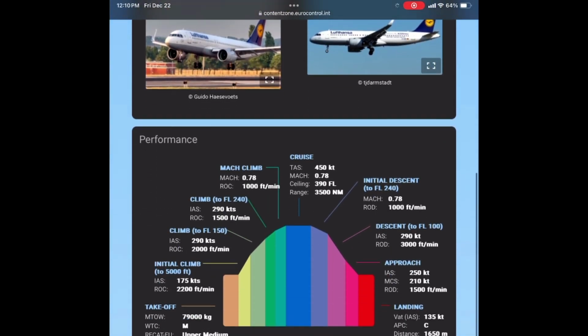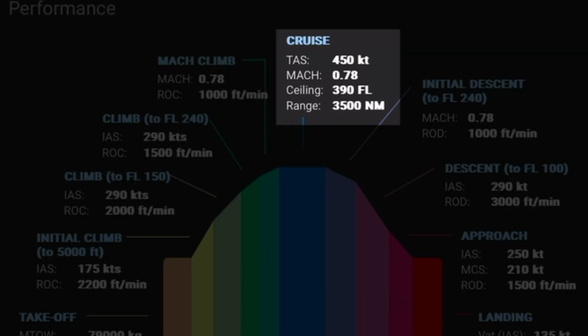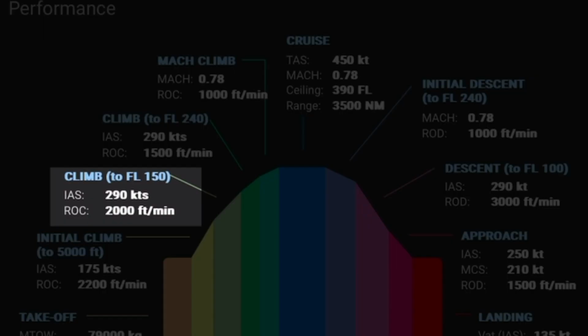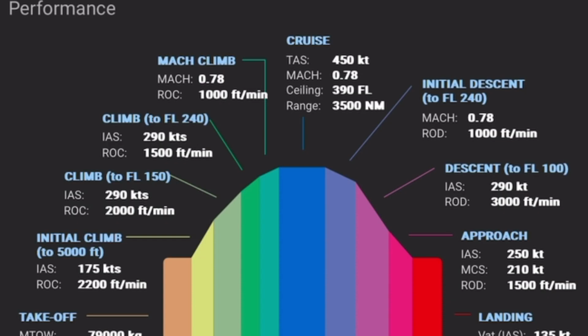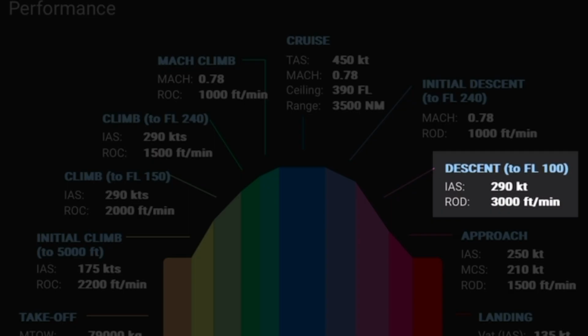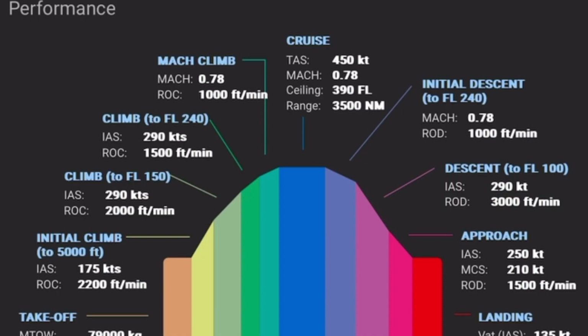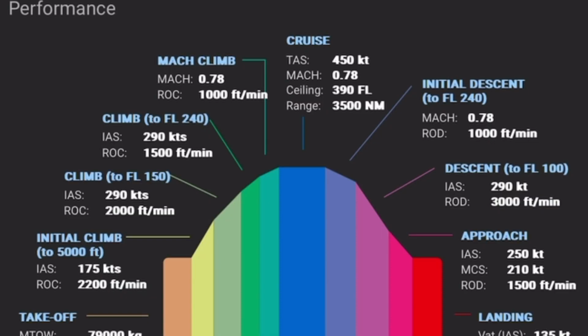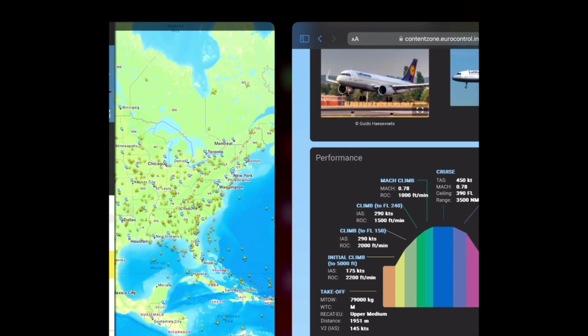Pulling up the performance chart here, you can see the cruise true airspeed is 450 knots TAS. I make a note of the climb indicated airspeed as well, 290 knots here, and the same for descent, 290 knots, initial climb 175 knots. So I take the climb 290 and then the cruise, because that's what is required in Foreflight. I'll take these numbers and put them into the performance profile.